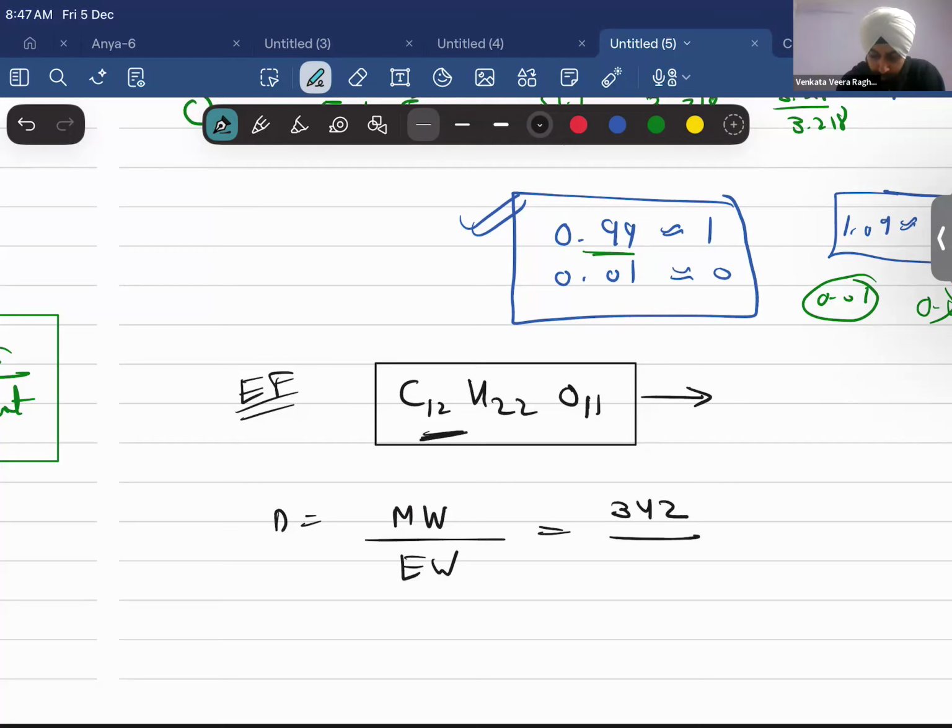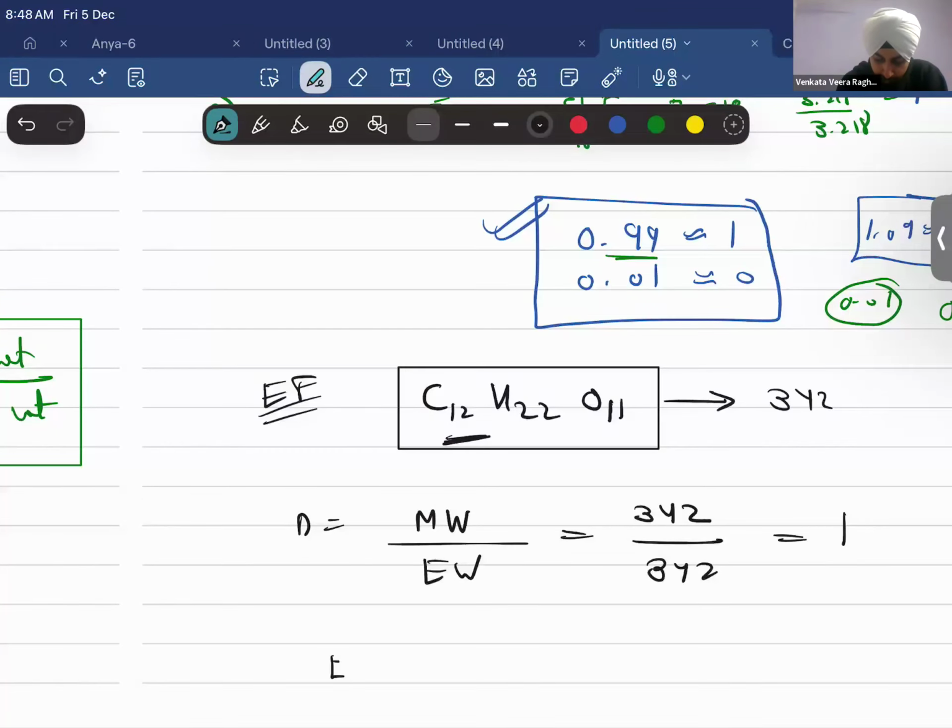I guess it is also coming out to be 342 itself, because 12 12s are 144 plus 22, 166, I guess. 198 plus 144, it's 342 only. So 342. So sir, that means the n value is coming out to be 1.